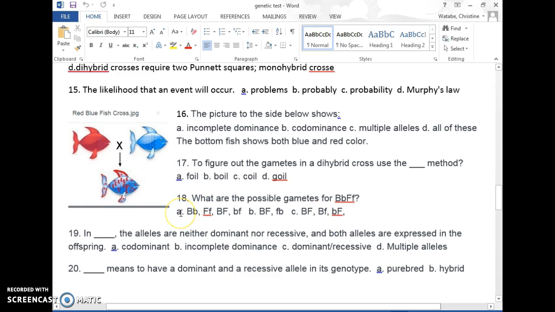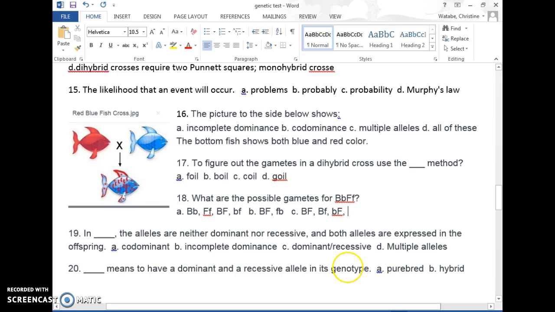And let's cross out number 18. Ask your teacher to put a fourth answer on the board. Number 19, in blank, the alleles are neither dominant nor recessive, and both alleles are expressed in the offspring. A, codominant, B, incomplete dominance, C, dominant and recessive, D, multiple alleles. And number 20, blank means to have a dominant and recessive allele in its genotype. Is it A, purebred, or is it B, hybrid?